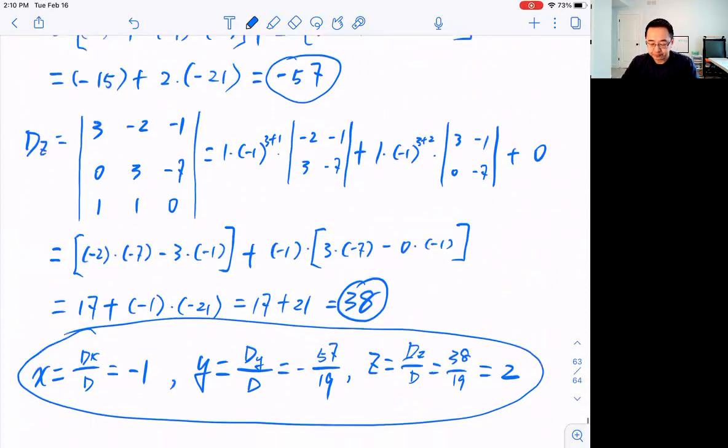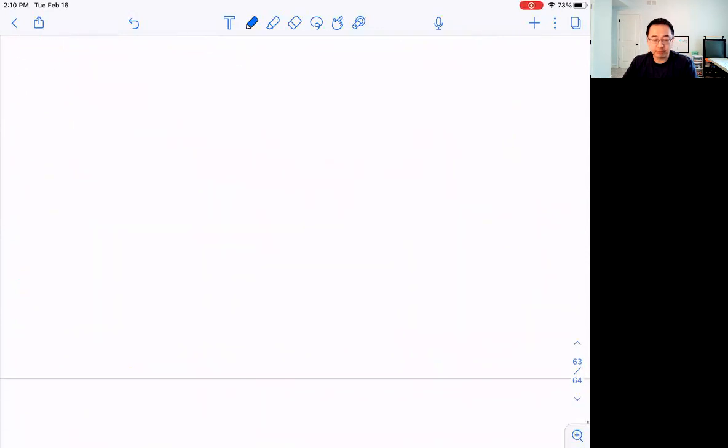All right, so that is 6.3. We've done one of the 2 sections. So 6.5 is inverses of square matrices.